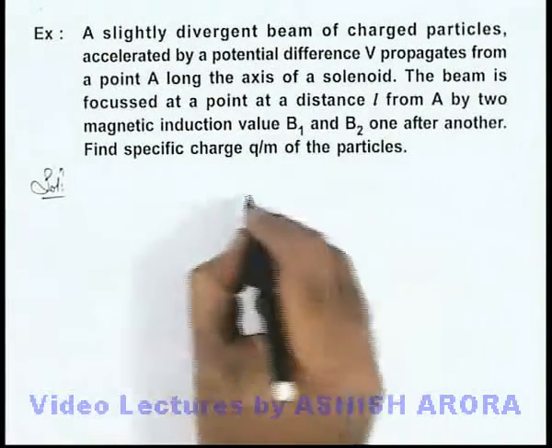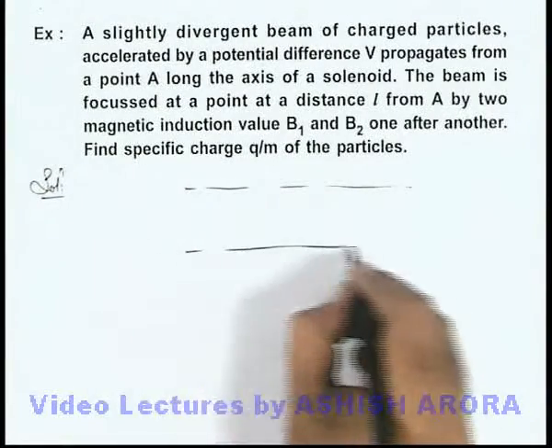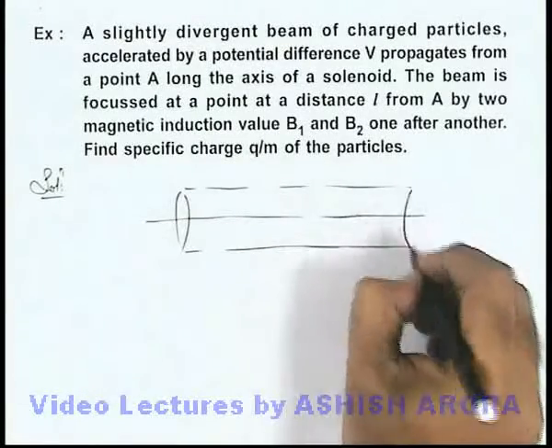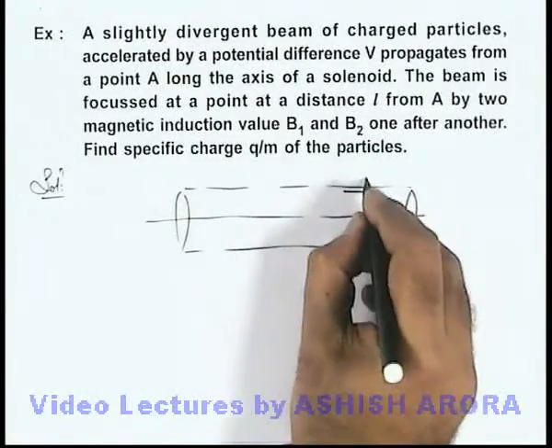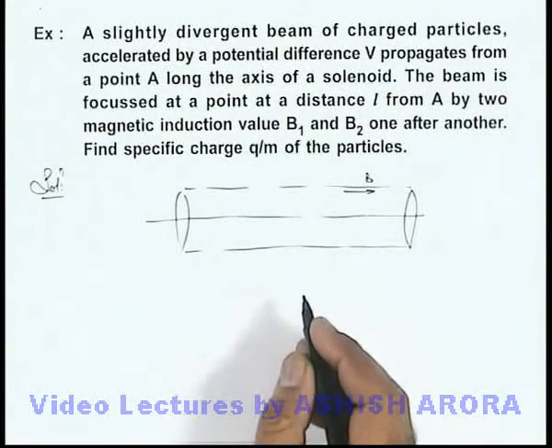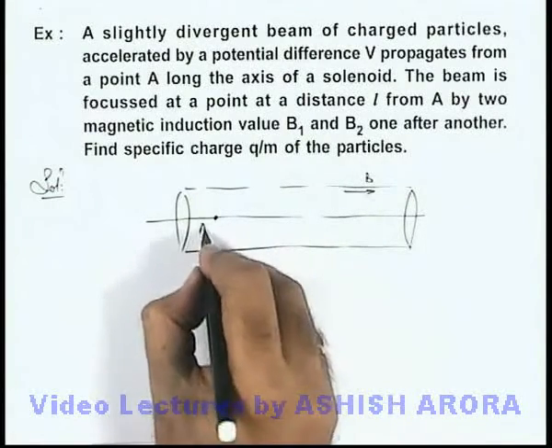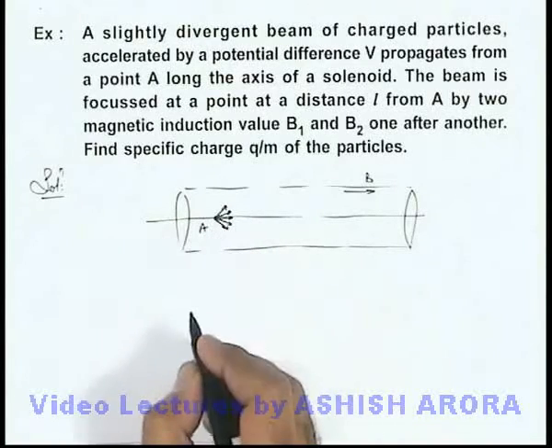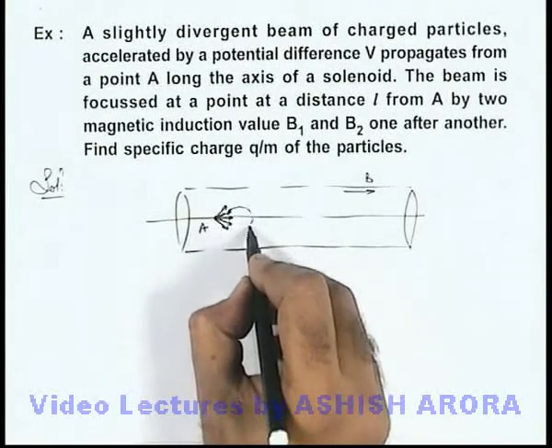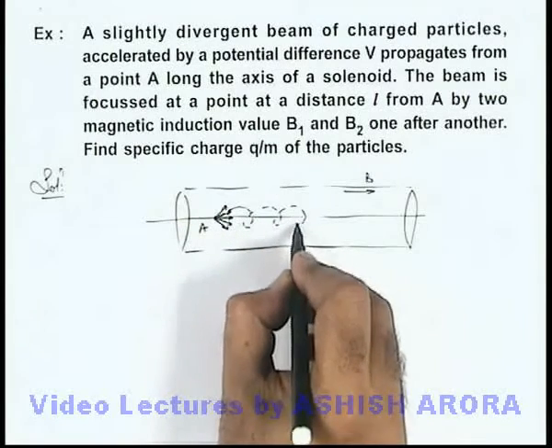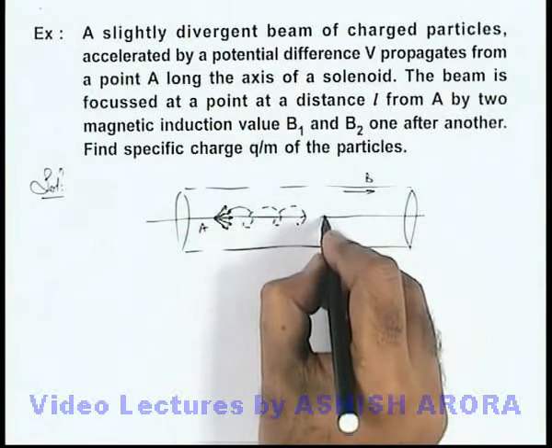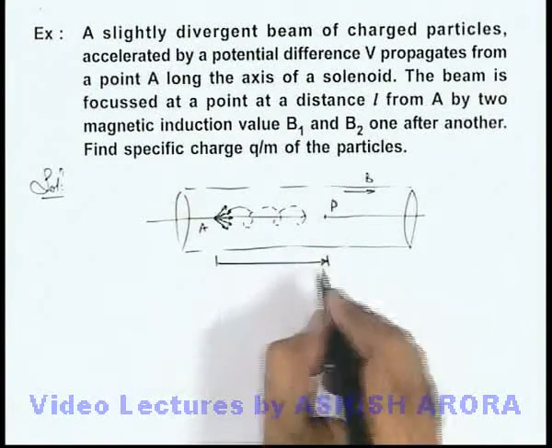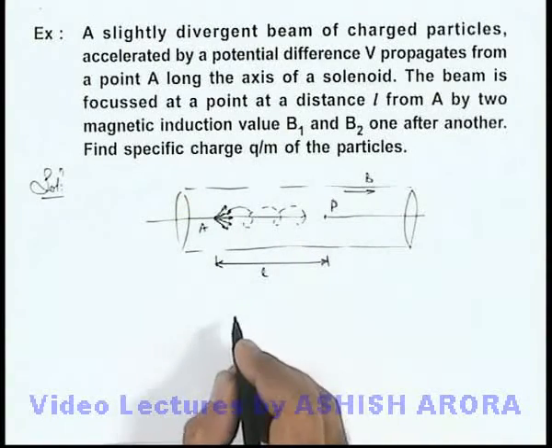Now in the solution, we can see this is a solenoid, and along its axis we know that magnetic induction exists everywhere along the axis of the solenoid. Say from point A a slightly divergent beam of charged particles is ejected out. So we know that all these particles will follow a helical path, and say these are focused at a point P which is located at a distance L from the initial point A.